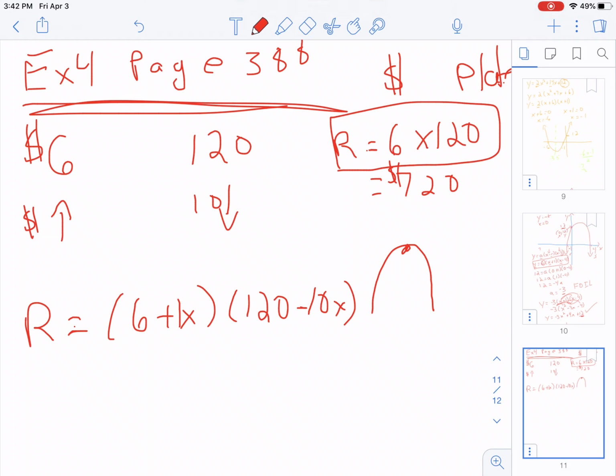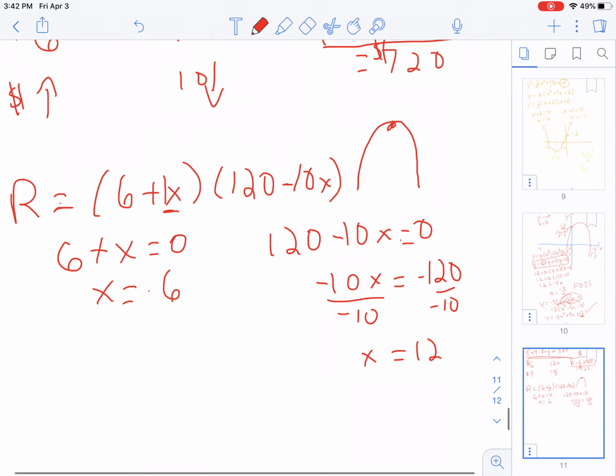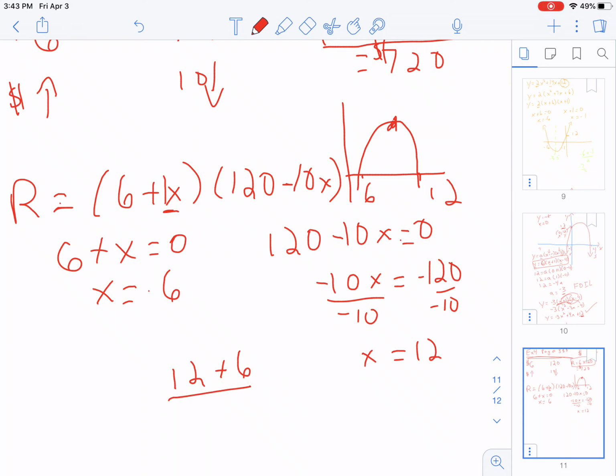Now what I need to know is where my x-intercepts are. So I take both of these factors and split them up. You can write 1x or just x, it's up to you. I make them both equal to 0 and solve each one. So I know this one is x equals -6. For this one, I bring the 120 over to the other side by subtracting it, and then divide both sides by -10. So here x equals 12. What I want to find is the vertex, which is just the average between the two. So I take the two x-intercepts, add them together and divide by 2. 12 plus 6 is 18, divided by 2 is 9.